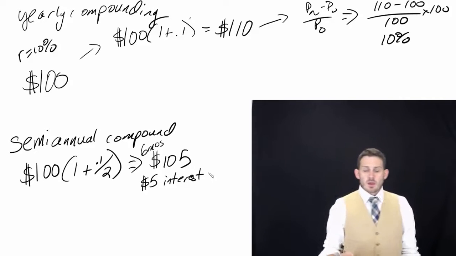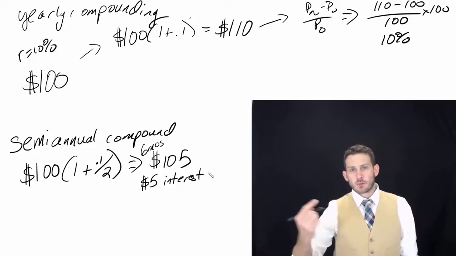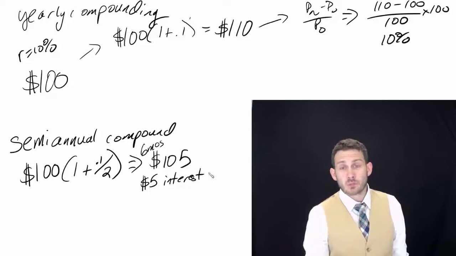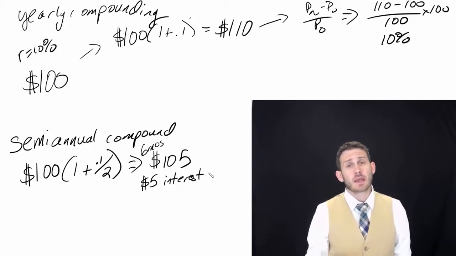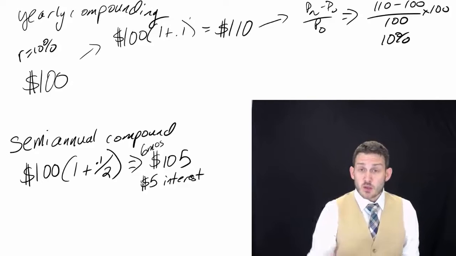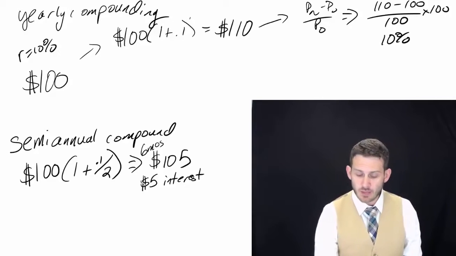Now then we are looking at the next 6 months. We left all this money in the account. So how much interest are we actually going to accrue in the second 6 months? Your first thought might be, oh, another $5. But that's not entirely accurate, right?